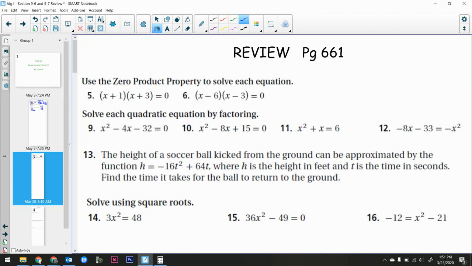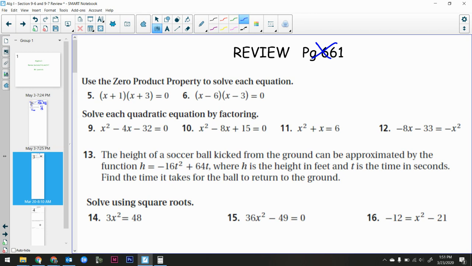Okay. So I want you to pause right now. This is a review from page 661. You don't even have to worry about going to that page. It's just a review. So I want you to go ahead and pause right now, and I want you to do these problems. Okay. Give me some moments to pause. Play whenever you're ready.